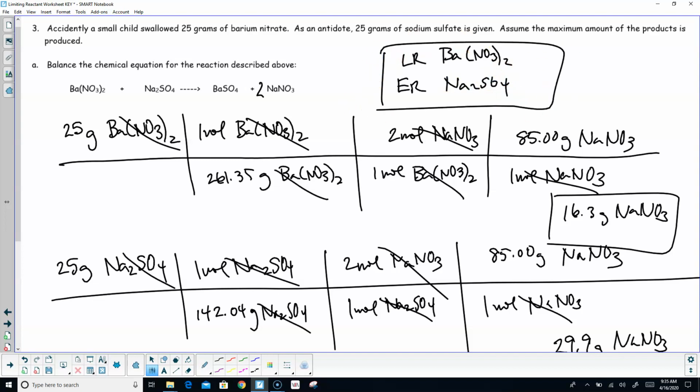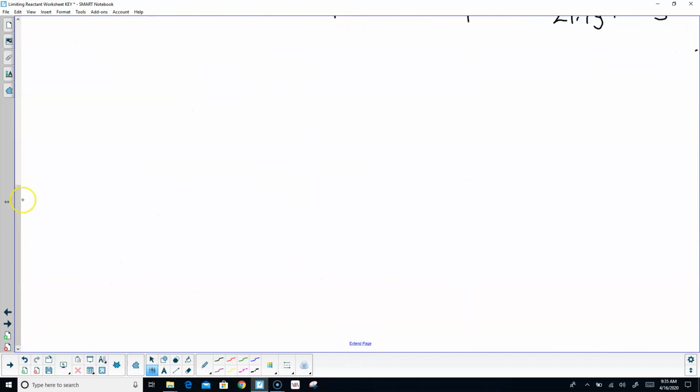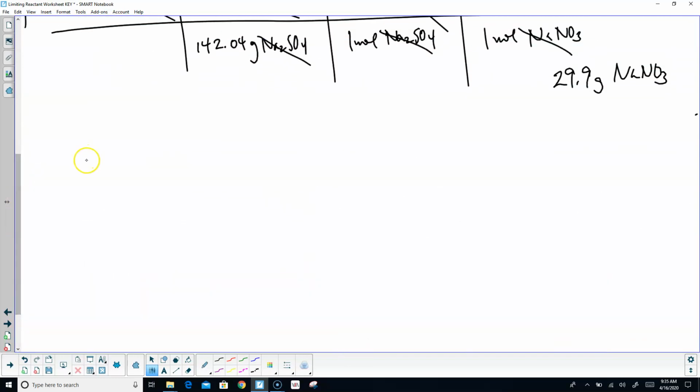Okay, now I need to know how much is left over. So recall, I'm going to start with the original amount of the limiting, convert to the other, and subtract from that initial 25 grams. Okay, so for this last part, let's see. Start with the limiting. So we said 25 grams barium nitrate.